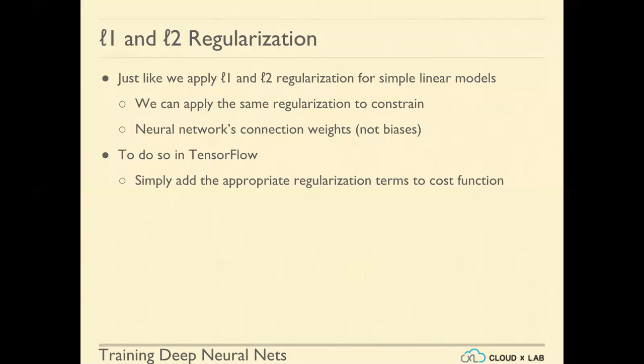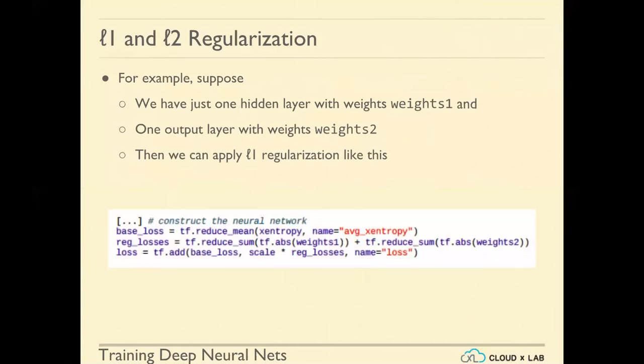All we need to do is, in the cost function or the loss function, add these terms called L1 or L2. All right, let's take a look at an example of L1. Let's say we have just one hidden layer with weights W1 and the output layer with the weight W2. Then we can apply L1 regularization like this.